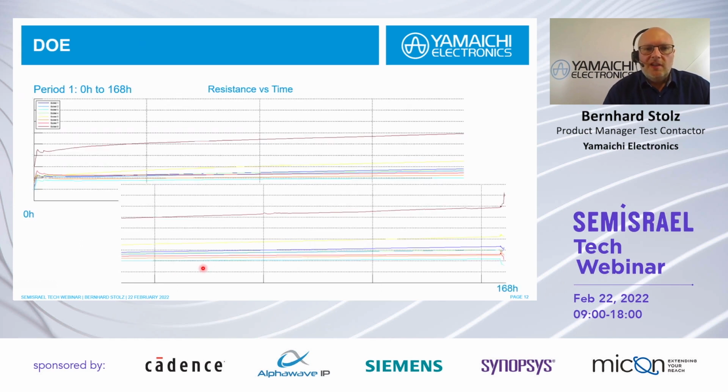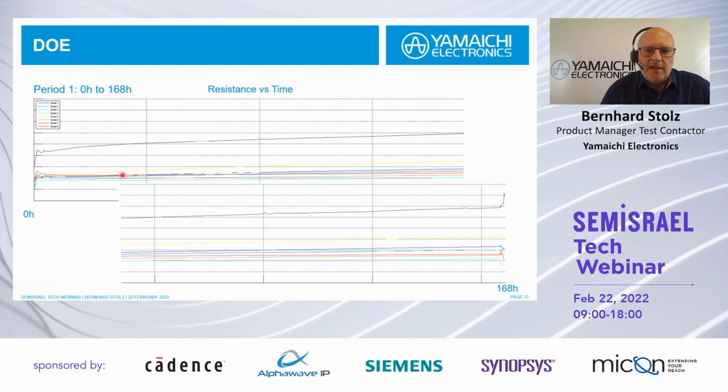Let's come to the curves. Actually, the curves look quite nice. So this is period 1, from time 0 to 168 hours. You can see here the resistance versus the time. This here is the ramp-up phase. In the ramp-up phase there's a kind of contact resistance peak, which was very interesting, and it comes back to a lower level of contact resistance.